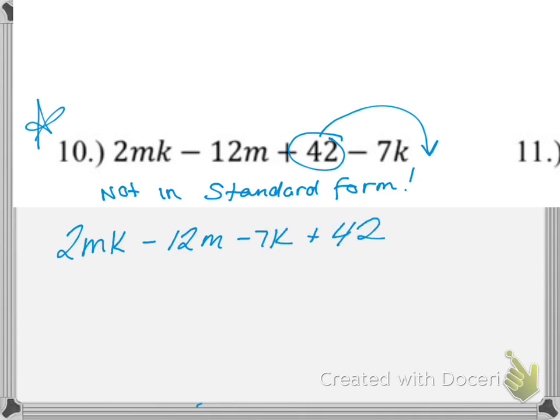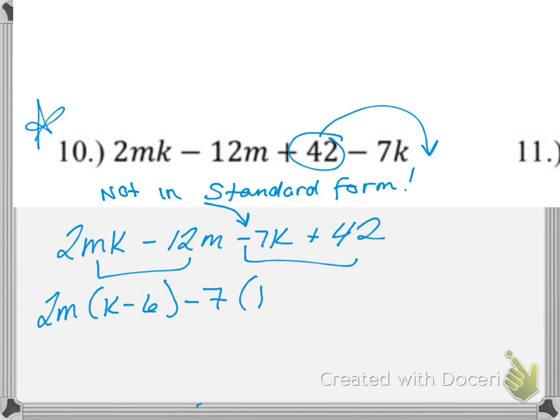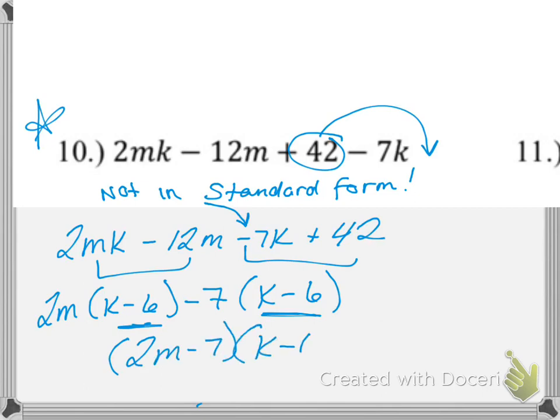So now I can go ahead and group my first two terms and my second. So from the first group, I'd say my GCF is 2m, leaving you with k minus 6. And then my GCF from here, again, I noticed that this is negative, so that's going to tell me to take out a negative. And it's going to be negative 7, and it leaves me with k minus 6. I know I've done it right because this is the same. And so my final answer is 2m minus 7 and k minus 6.